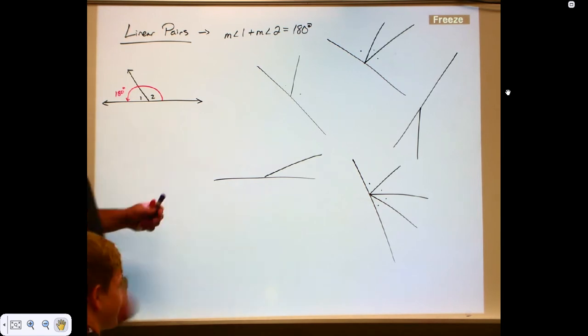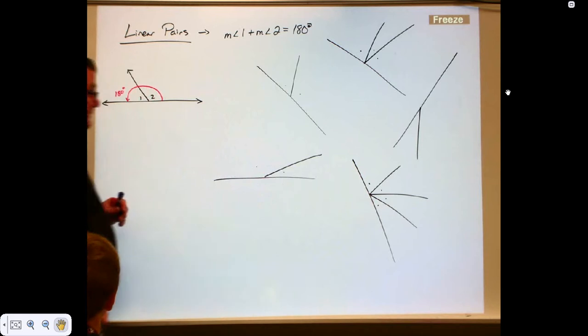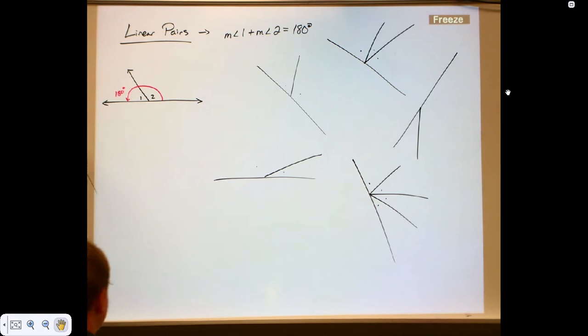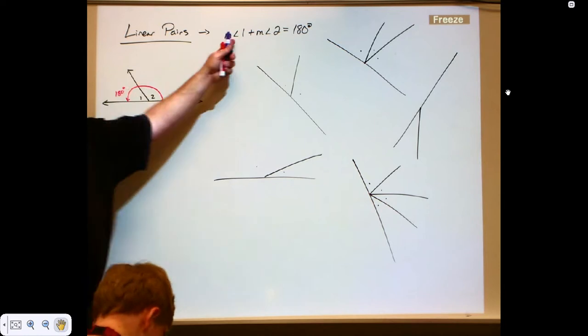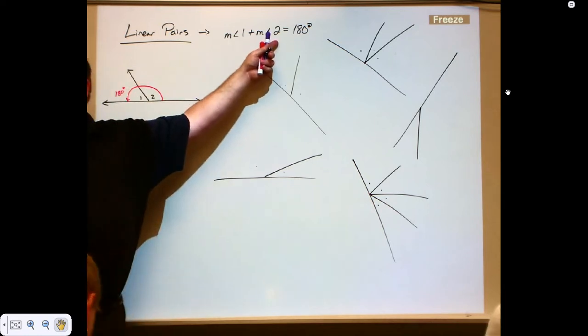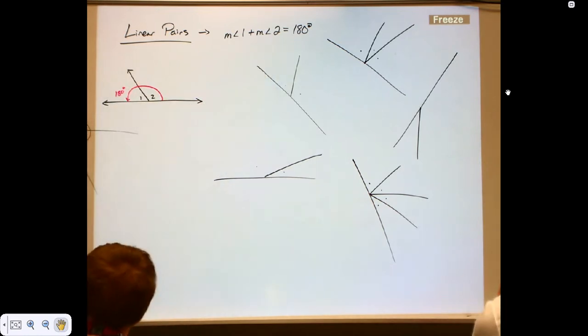Now, look at here. So each time, we're going to have 180 degrees. So anytime you see a straight line and an angle in between, what do you know about those two? They are supplementary. Right now, I can write that equation. Okay? You will get over and over and over and over and over again.